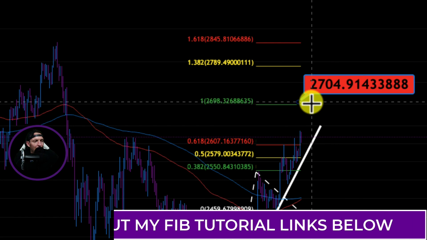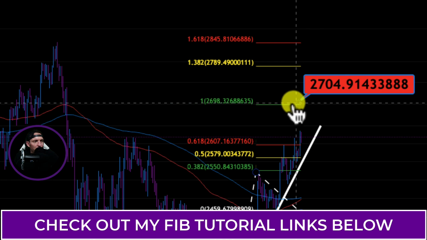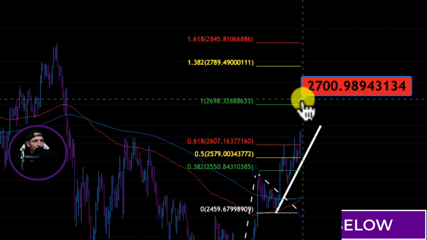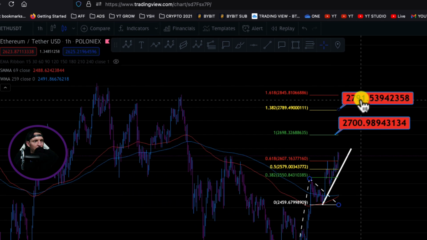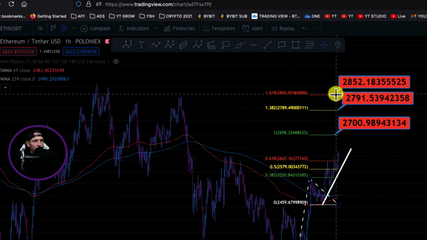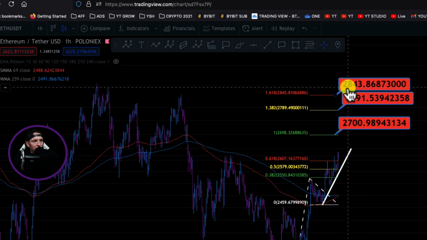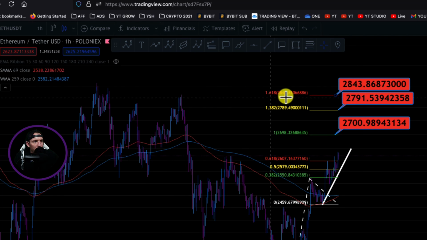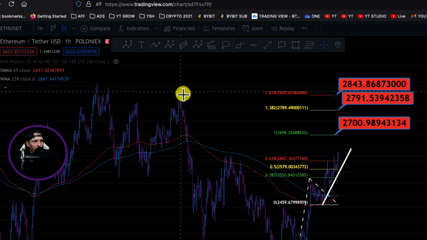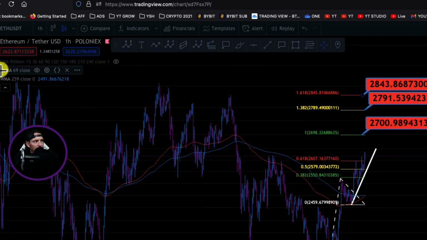Most of the time, I want to get 85% out of a trade right here. So 2,700 would be my first target where I think ETH could push up to. My next target would be $2,791. And my highest target, the absolute peak, would be $2,843. And what do we see up at that $2,843 mark? We see a major wall of resistance.